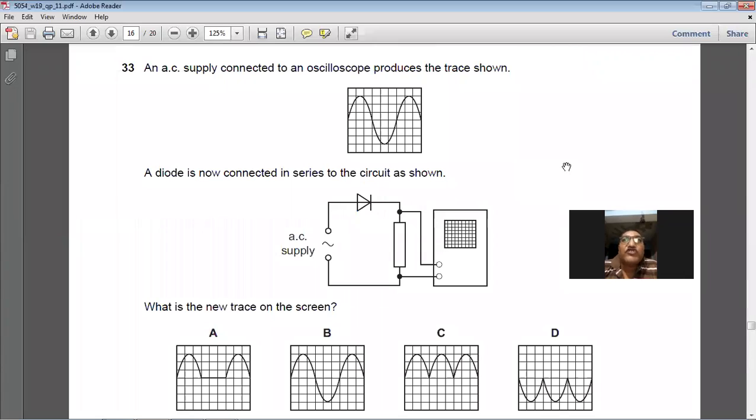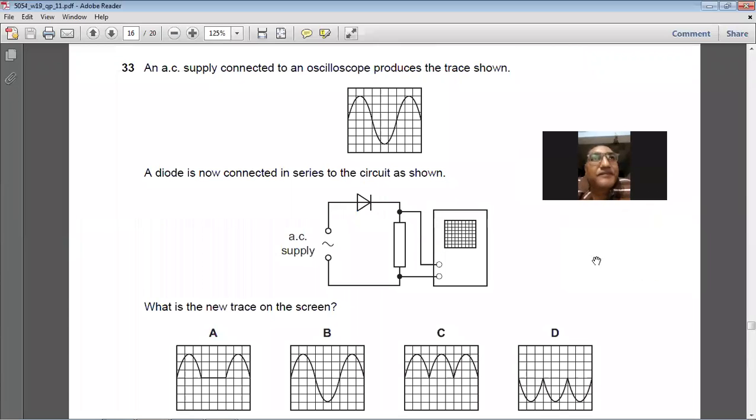A new question again, and a tricky one. An AC supply connected to an oscilloscope produces the trace shown. So this is an AC supply. This is how AC supply is represented. It's a sinusoidal wave, a wave which goes up and down and up and down. We call it sinusoidal wave.